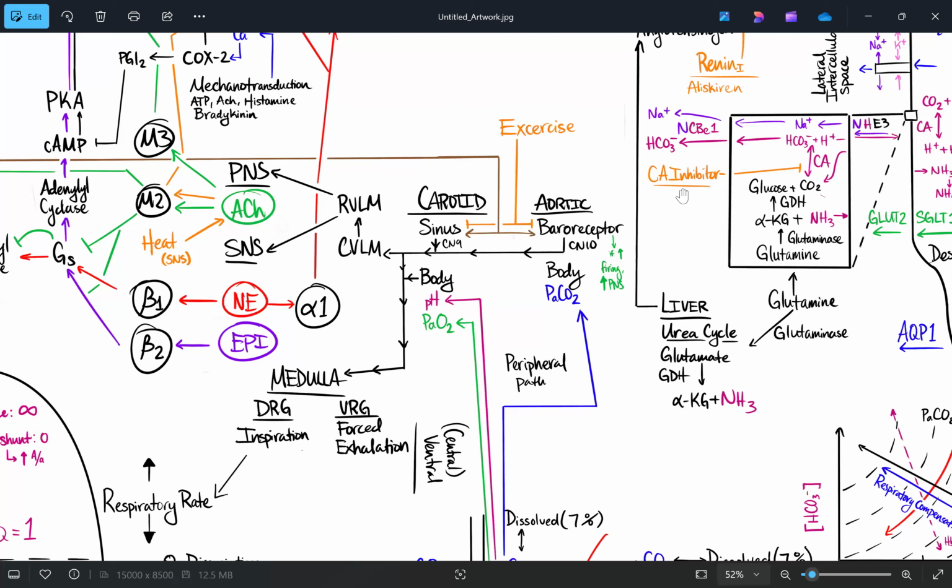Carotid sinus, or if you increase your medullary firing, that'll affect your DRG and VRG, which will regulate whether you are inspiring or exhaling faster. Because if you have low pH or high CO2, you're going to want to breathe a little more to get rid of that. Or also if you need more oxygen.